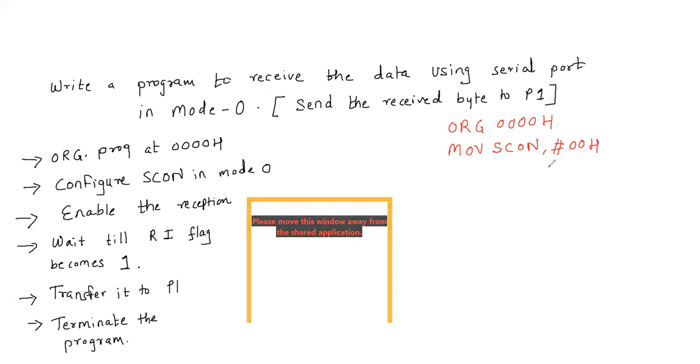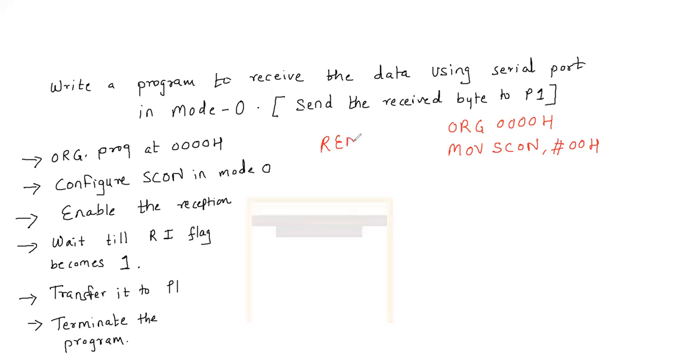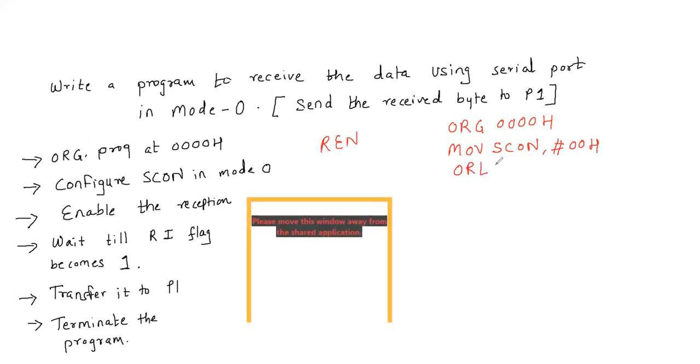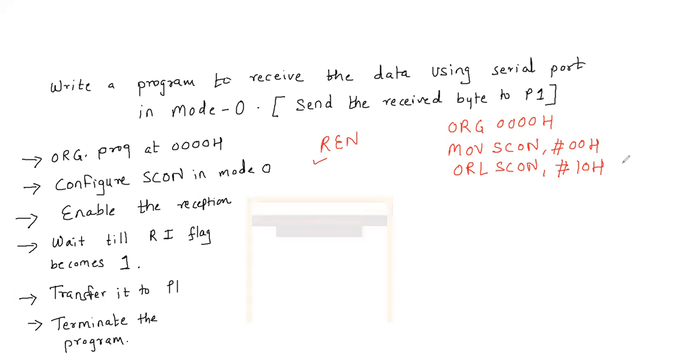Then we have to enable the reception. That means we have to make the REN bit equal to 1. That bit is also in the SCON register. For that, we write the instruction ORL, logical OR of the SCON register with an immediate number, and that number will be 10H, because REN is the D4 bit of the SCON register. Once this REN bit is enabled, your communication is enabled for receiving the data. Here I can write the comment: enable the reception.